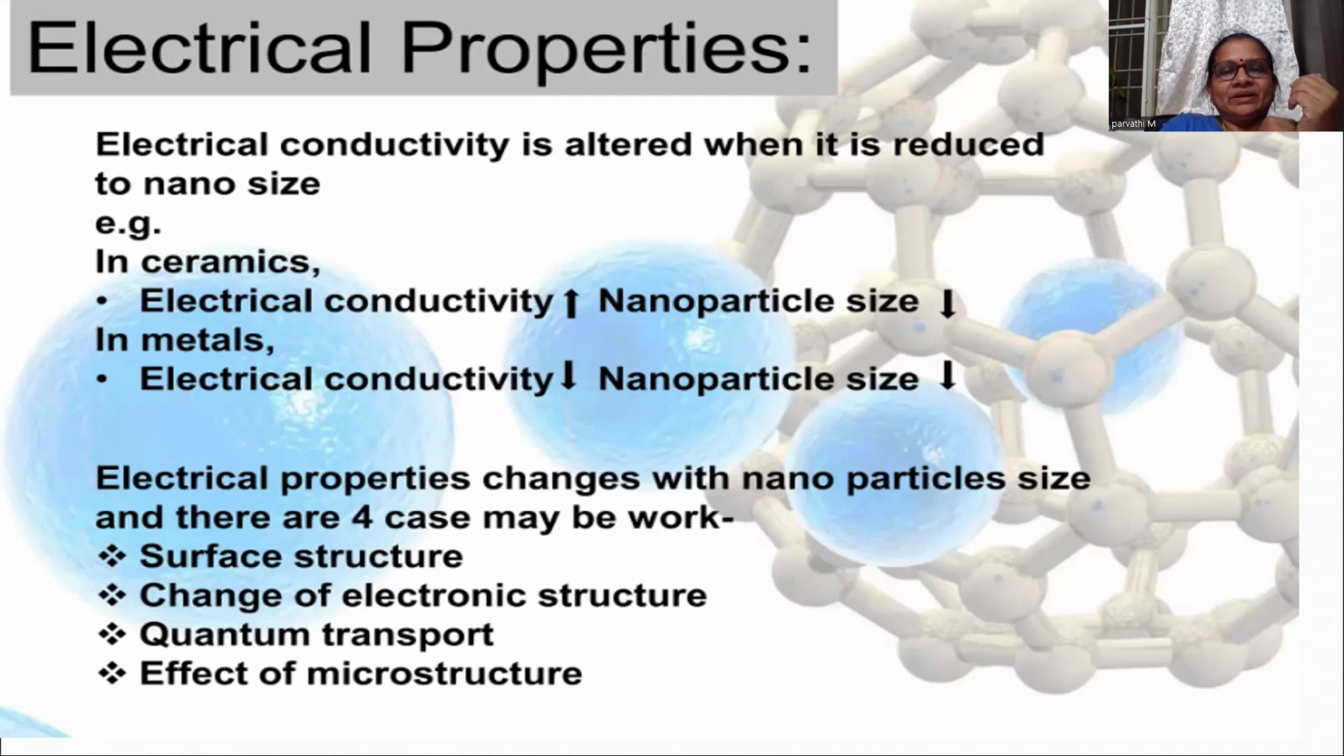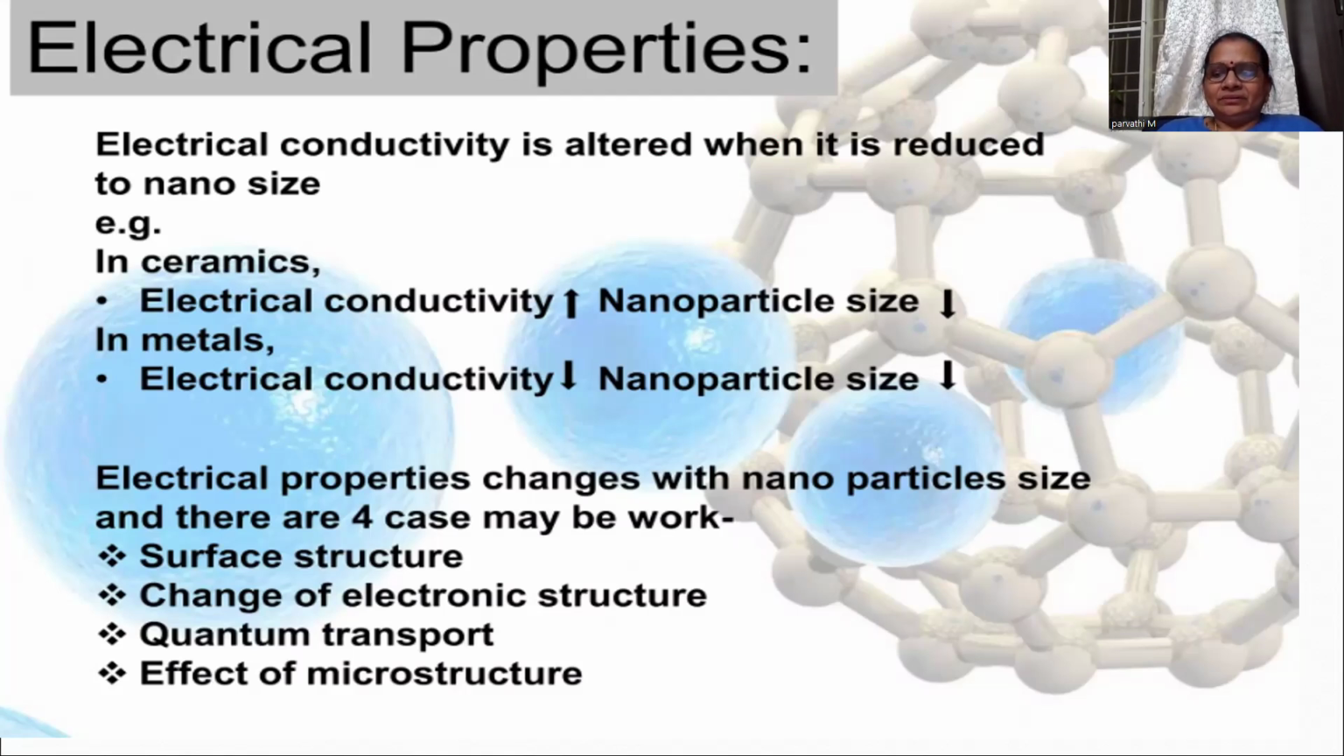Similarly, electrical properties change with nanoparticle size, and there are four cases: surface structure, where the nanomaterial behaves differently, change of electronic structure, quantum transport, and effect of microstructure. So these are four areas in which nanomaterials have a greater impact.